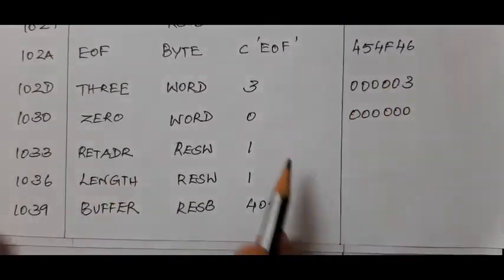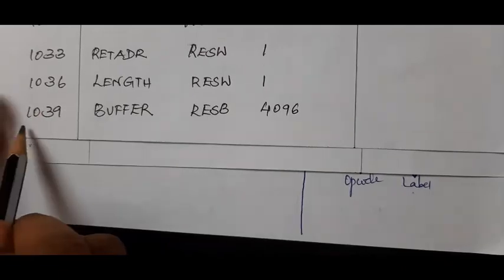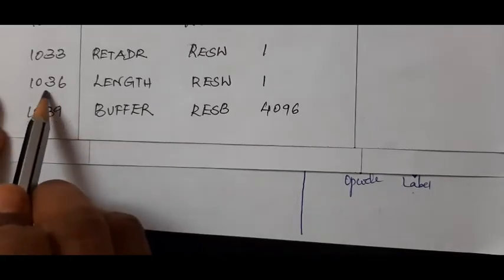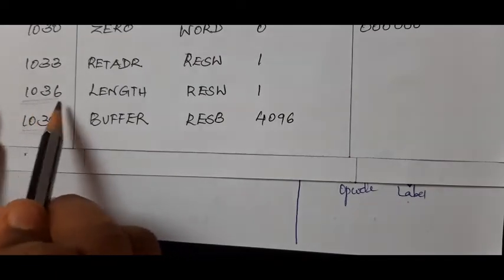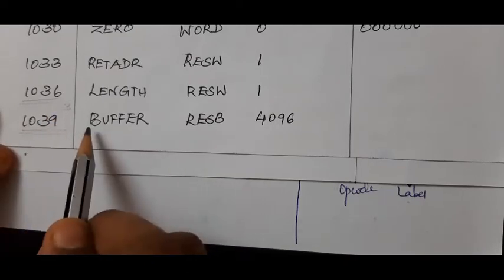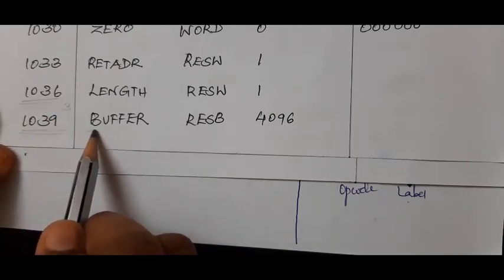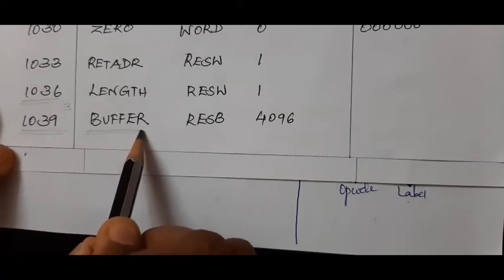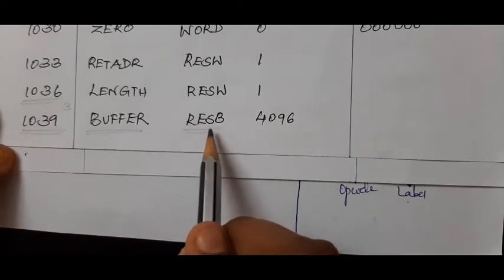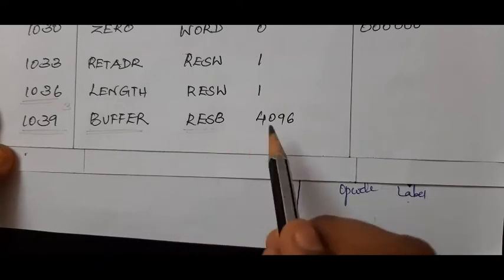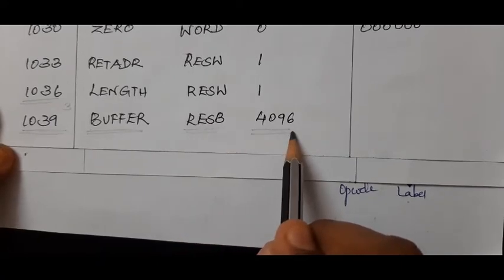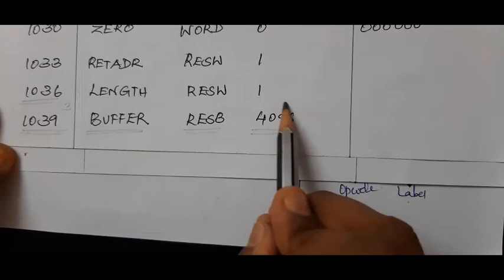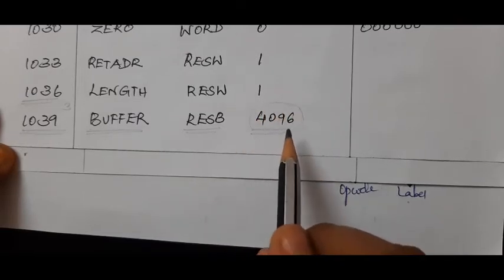When you come across this statement 1039, the previous one, 1036, occupies 3 bytes, then 1039. What is the instruction given here? Label. It's a buffer, a label we used somewhere. Reserve byte. You are going to reserve bytes for what? 4096. This 4096 is in hexadecimal format.